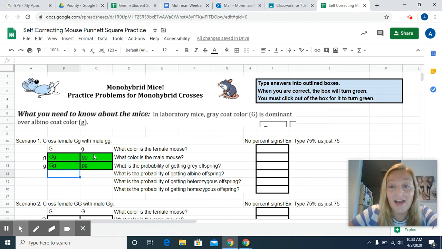By the time you're done, all of your Punnett squares should look like this, four green squares. This is how I'm going to be grading it. I'm going to be looking for the green. So there's no reason everybody can't get 100% on this one.